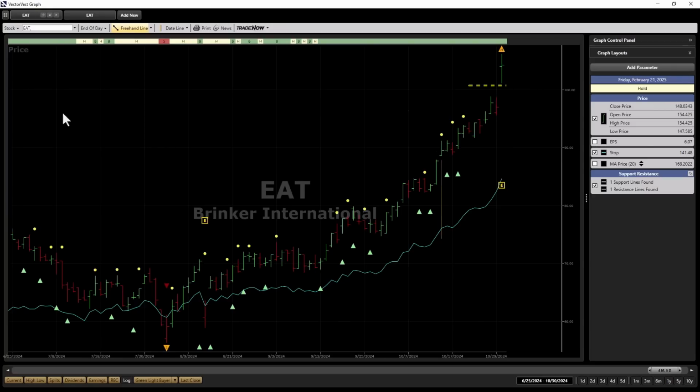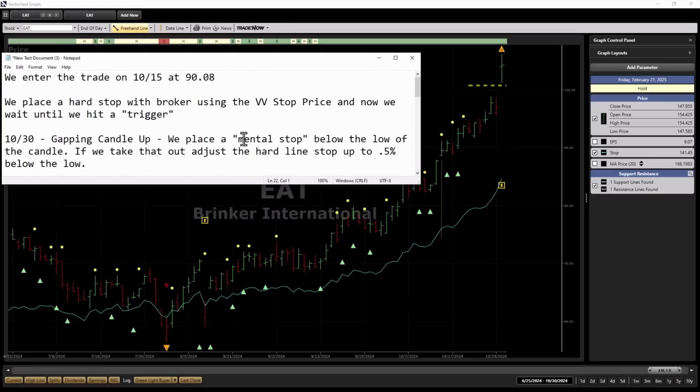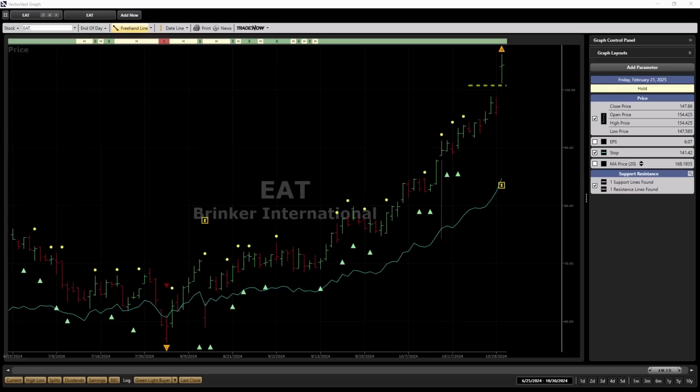Now, what we're going to do, and I'm going to bring over my little notes again, we place a mental stop below the low of the candle. If we take that out, we're going to adjust the hard line stop up to 0.5% below the low. So, if we get a close below the low of that gapping bar, we are going to move our stop from down here to whatever the low of the bar that closed below that mental stop.